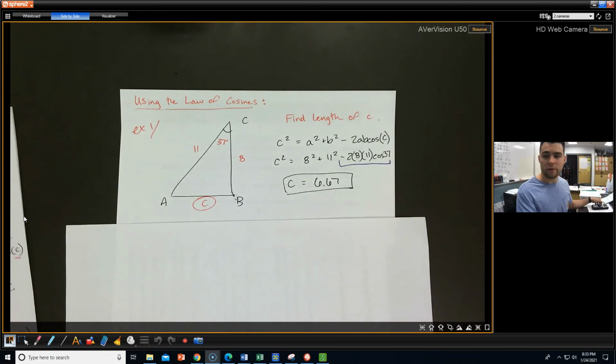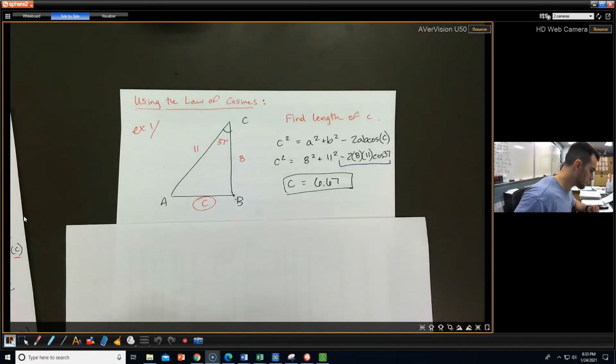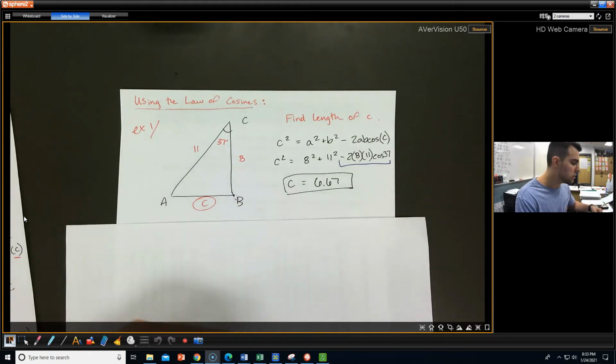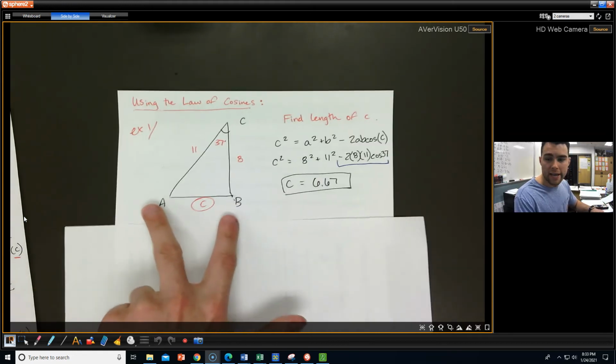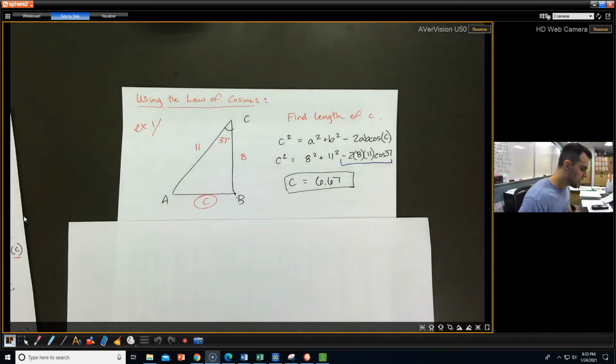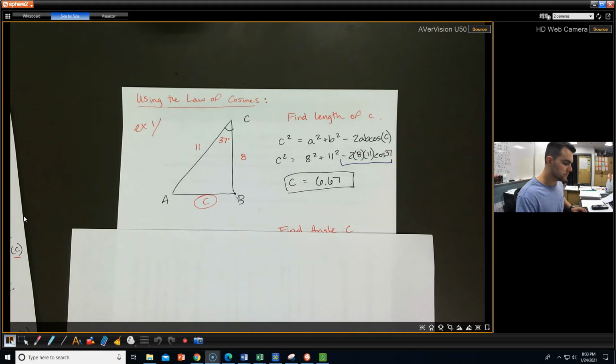Again, I don't care about centimeters, meters, anything like that. And yeah, that's pretty much it. We could use law of sines as well, or we could continue using law of cosines. We could try to find A and B's angles, but we don't have to do that right now. So 6.67, nicely done.